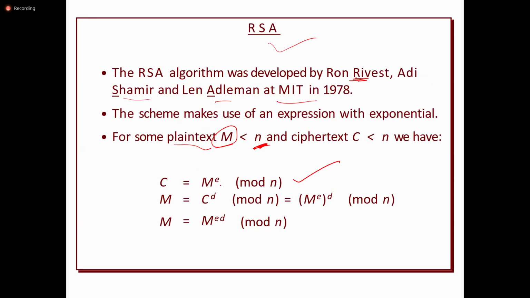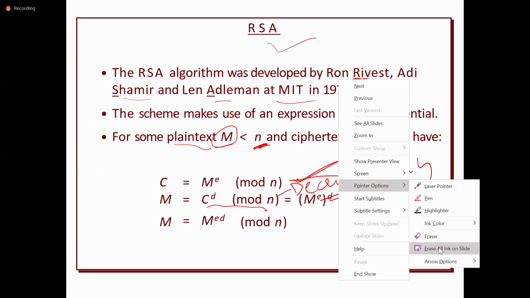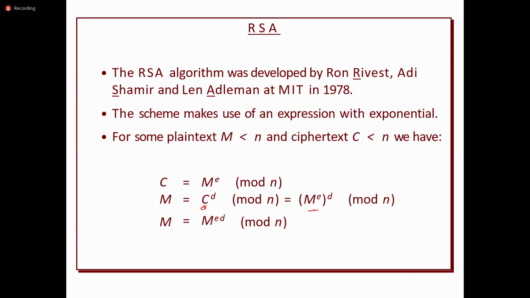C is equal to M power E mod n. This is for encryption. And M is equal to C power D mod n. This is for decryption, isn't it? So if we rewrite, C is nothing but M power E mod n, isn't it? So if we rewrite, we get M is equal to M power E D mod n.